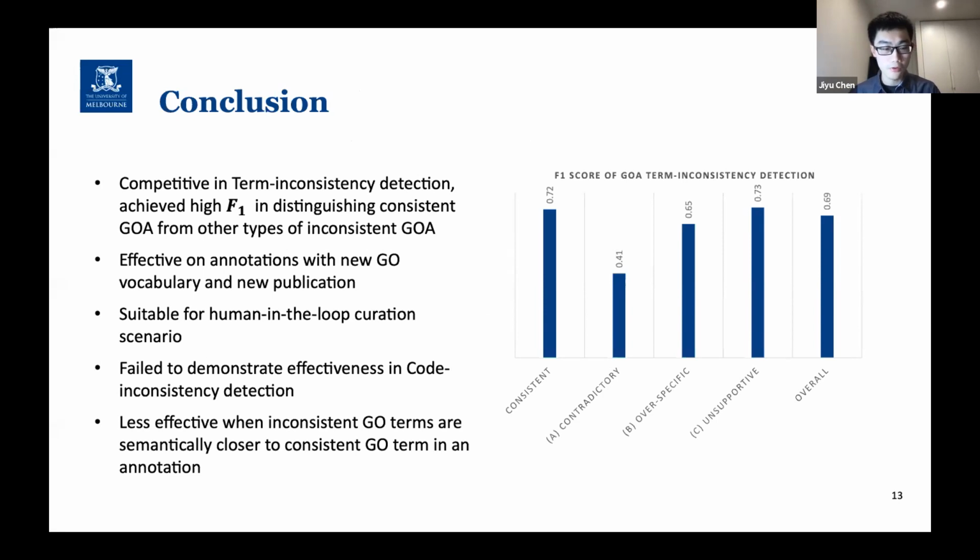So in terms of the performance, the model is competitive in detecting term inconsistencies. It is also effective in assuring the annotation inconsistency with open world knowledge, such as the update in the Go vocabulary and visible for human-in-the-loop curation. However, the model is not very promising at detecting the code inconsistency. And because of the bottlenecks of the existing language models, it is less reliable if the valid and invalid Go terms are highly semantically similar or related to each other. For example, such as distinguishing between a feeding behavior and drinking behavior to a piece of evidence text.